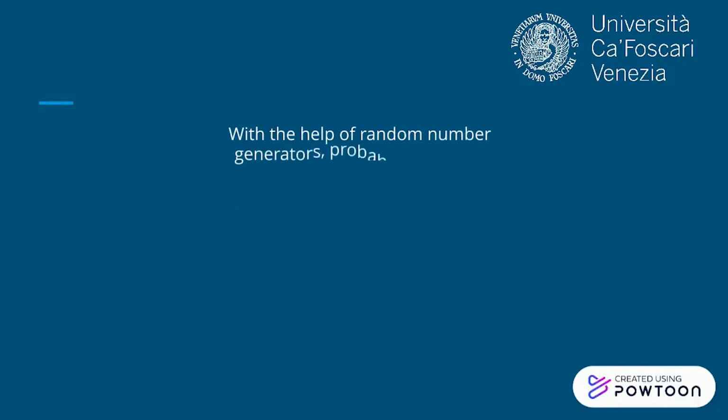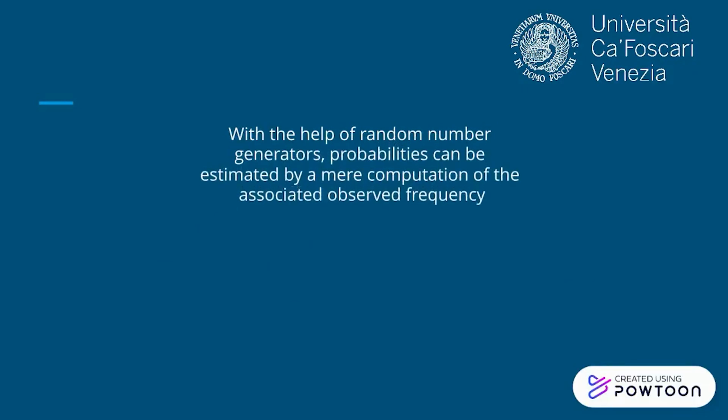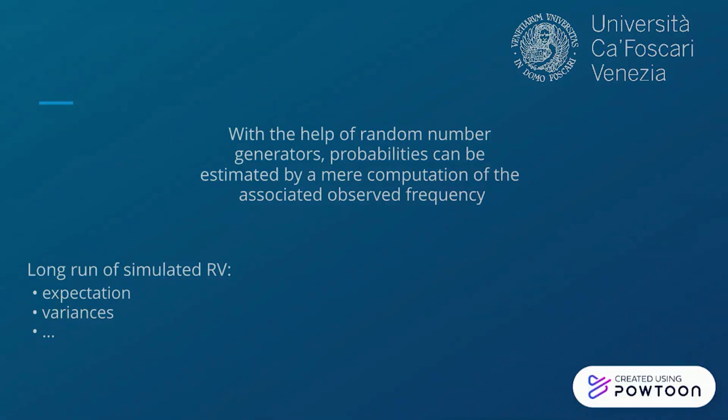With the help of random number generators, probabilities can be estimated by a mere computation of the associated observed frequency. Similarly, one can estimate expectations, variances, and other distribution characteristics from a long run of simulated random variables.